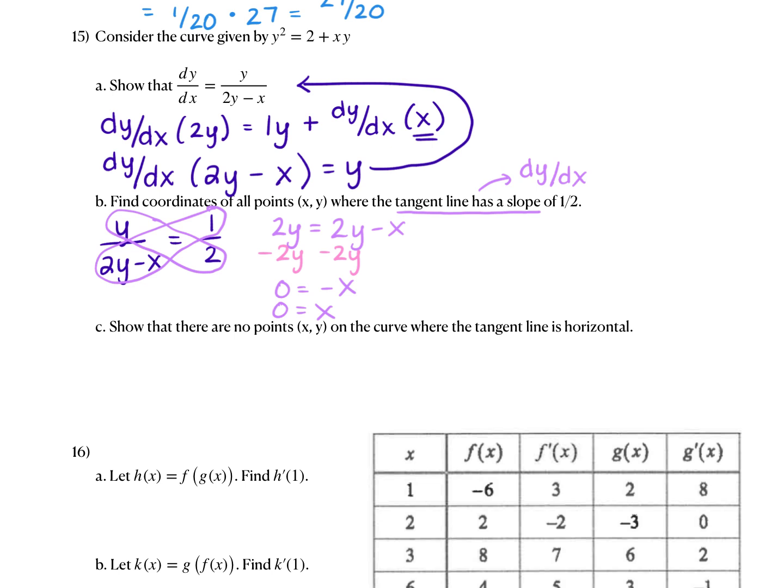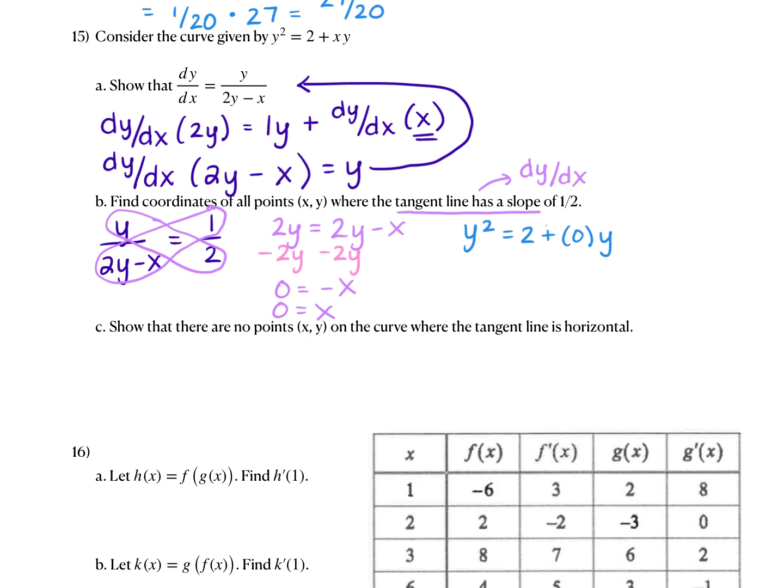What we just figured out here is telling us that anywhere x is 0, I'm going to have a slope of 1/2. The question is, when is that? When does x equal 0? Okay, and for that, I have to go back up here and use my original function. So I'm taking that x equals 0 and plugging it into this: y squared equals 2 plus x, which I'm going to make be a 0, and then times y.